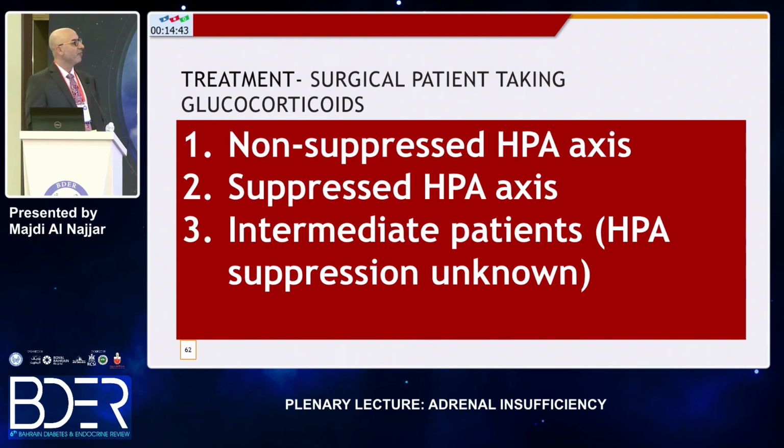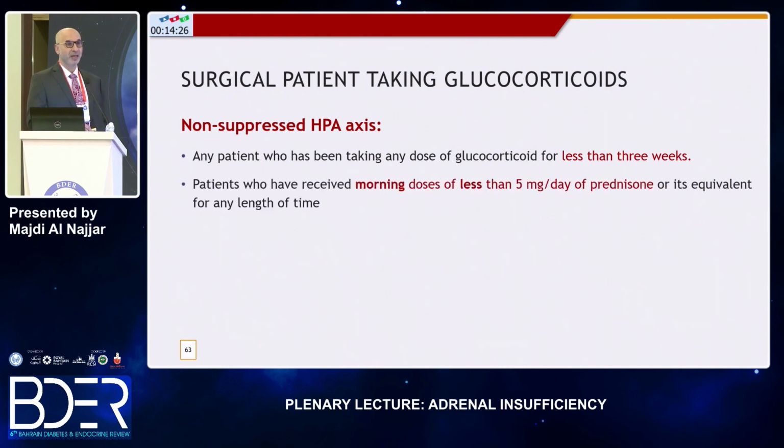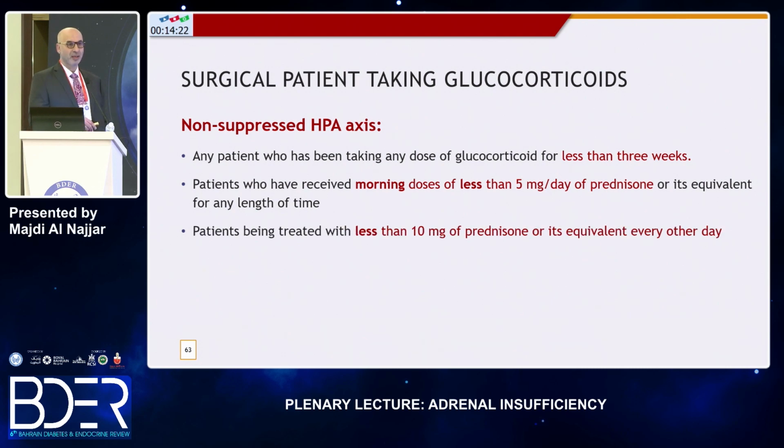One, those who have a normal HPA axis; two, people who have a suppressed HPA axis; and three, patients who we are not sure about, the intermediate. So who has the normal axis? Any patient who takes less than 3 weeks duration of any kind of steroid at any dose, or taking 5 milligram at any time for any duration, or 10 milligram every other day for any duration.